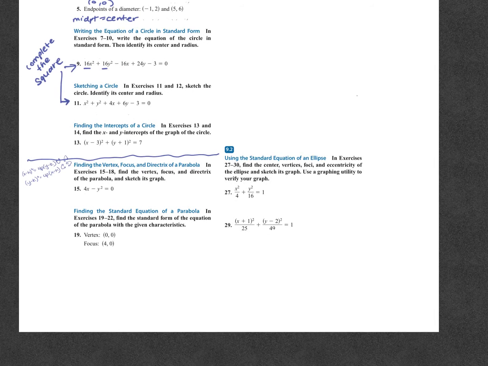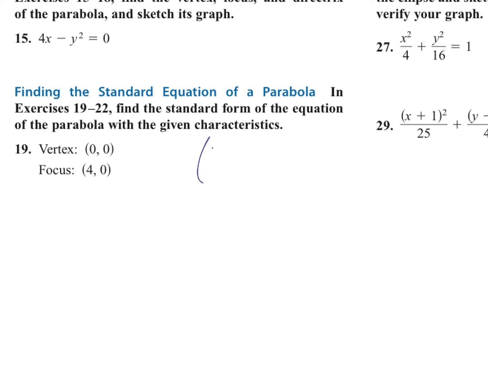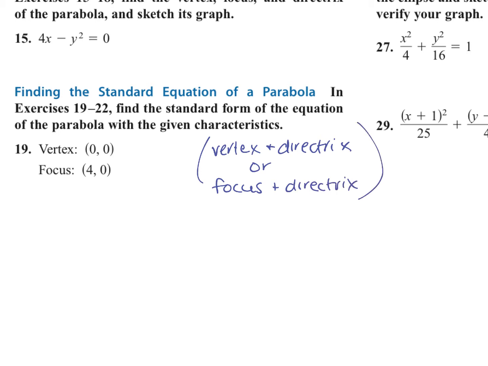The only other thing I would say on this is that there could be a complete the square that leads to your parabola. That's it. Everything else is pretty straightforward with the parabolas. I could give you the vertex and the directrix, or I could give you the focus and the directrix. So you would want to know how to find all the pieces based on all of that, okay?